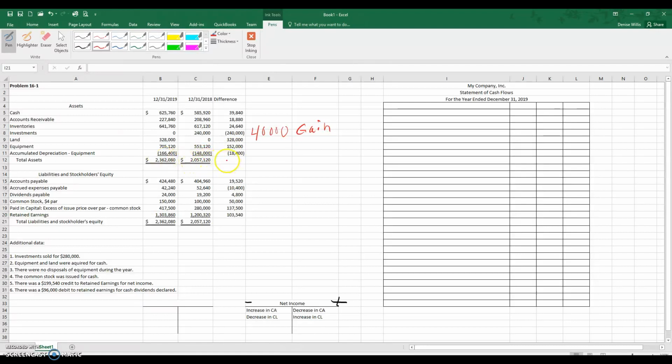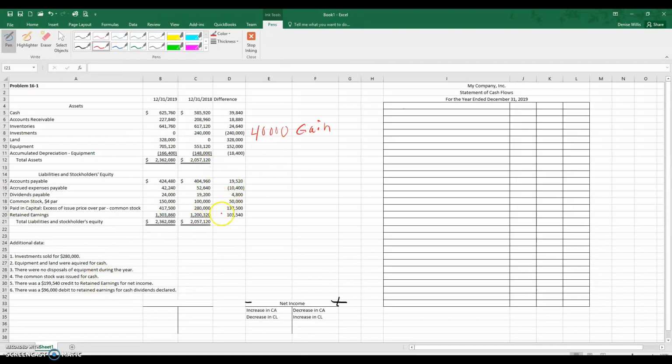Let's see what else here. Accumulated depreciation, it went up. They're negative numbers, so it became more negative by $18,400. That's an increase in accumulated depreciation. And since there were no disposals of equipment during the year, that means that this right here is the same as our depreciation expense.